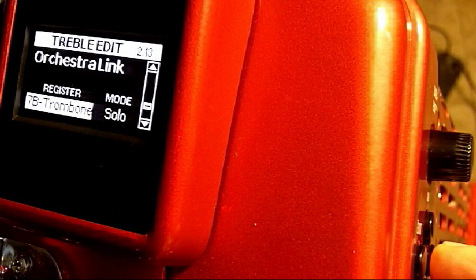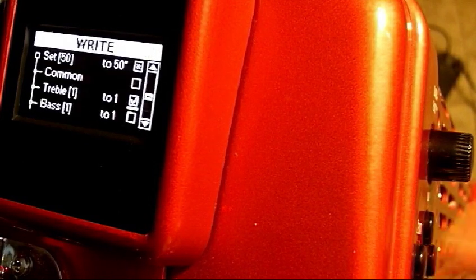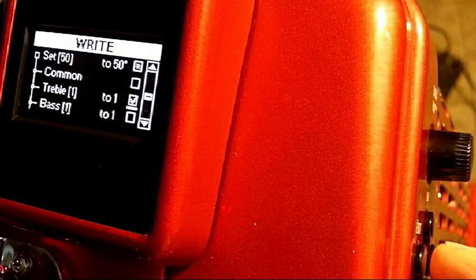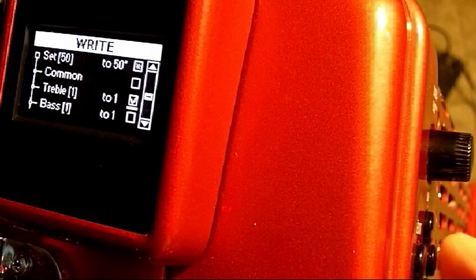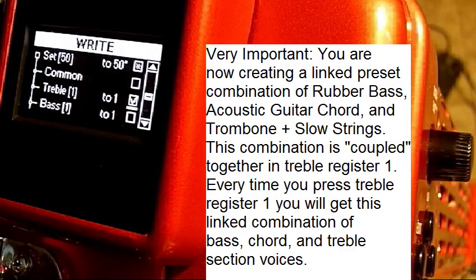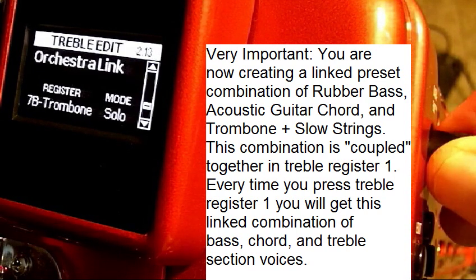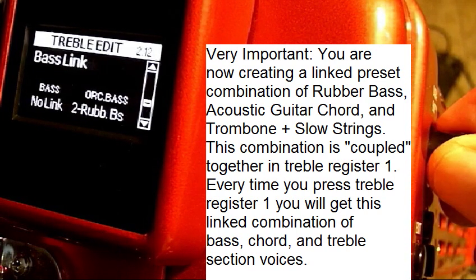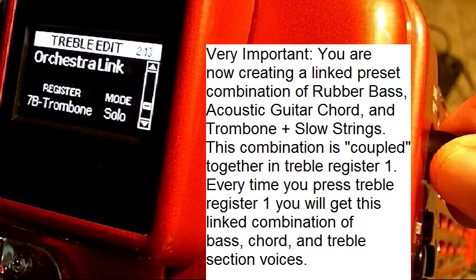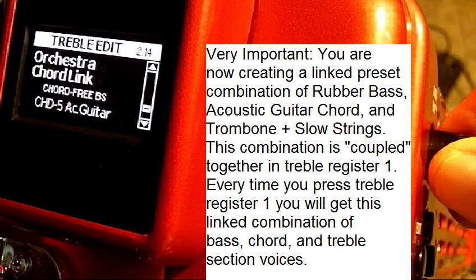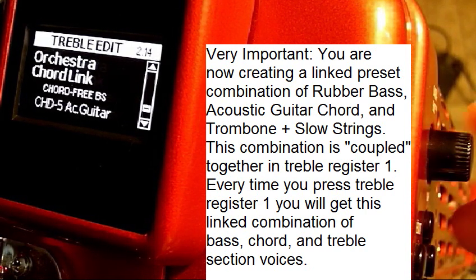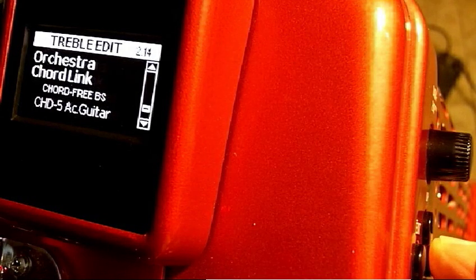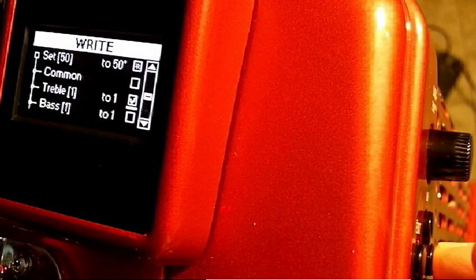To save all these settings, I press menu right, and I'm saving these changes to treble 1. So from now on, in treble 1, when I open it up, I will have the rubber bass, trombone plus strings, trombone plus twin trumpet, and the acoustic guitar chord. I will save it, and that's done.